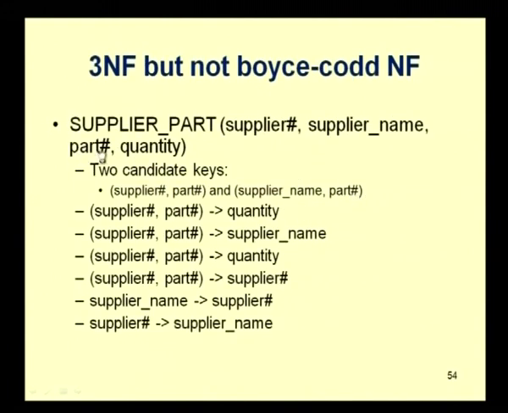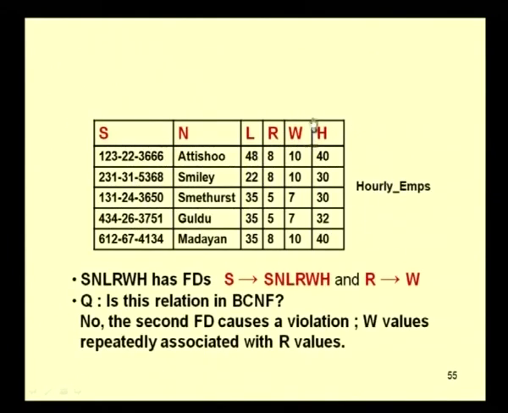Another example, let us take. Supplier part has supplier number, supplier name, part and quantity, and you have two candidate keys: supplier number, part number, and supplier name, part number. Supplier number, part number determines quantity, and supplier number, part number determines supplier name. Now, if you look at this, you have to divide this into two, because supplier and part number gives quantity. So, you have to have supplier part number, supplier name as another relation. This is again another example.